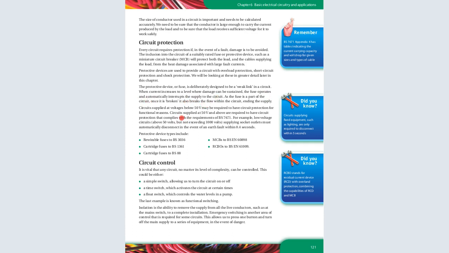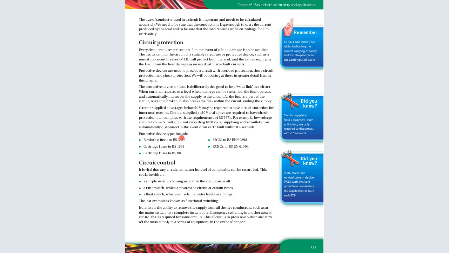As the fuse is part of the circuit, once it is broken, it also breaks the flow within the circuit, ending the supply. Now, circuits supplied at voltages below 50 volts may be required to have current protection for functional reasons. Circuits supplied at 50 volts and above are required to have current protection that complies with the requirements of this standard, that is the BS 7671 standard.